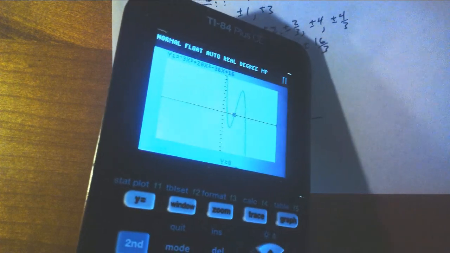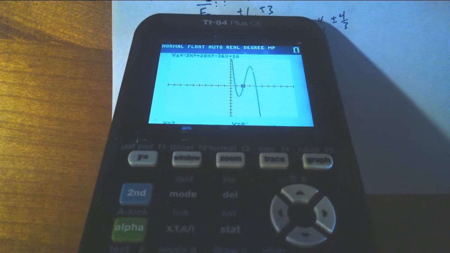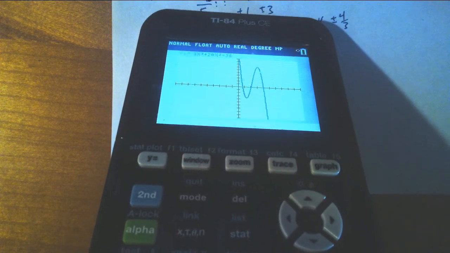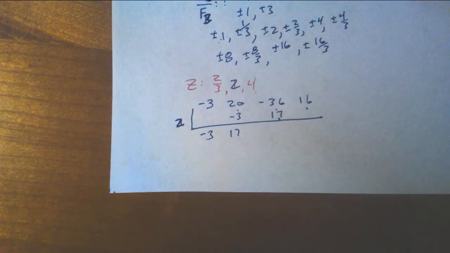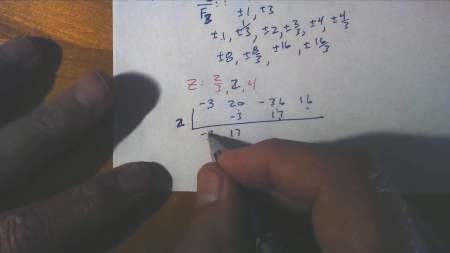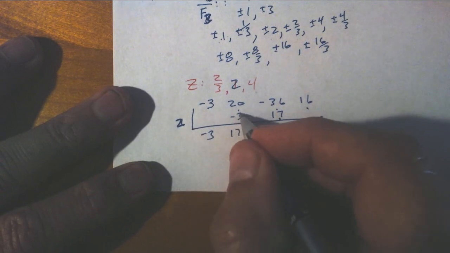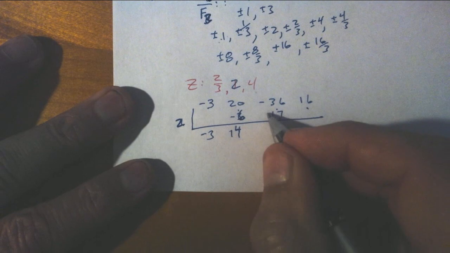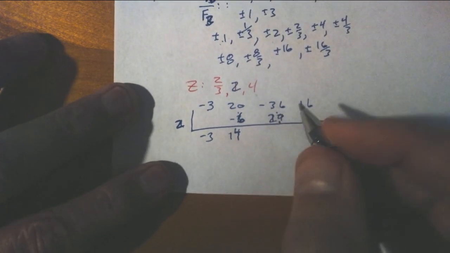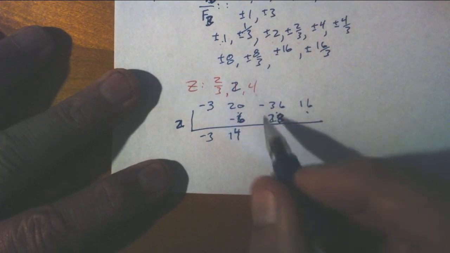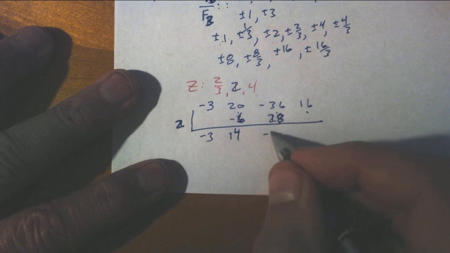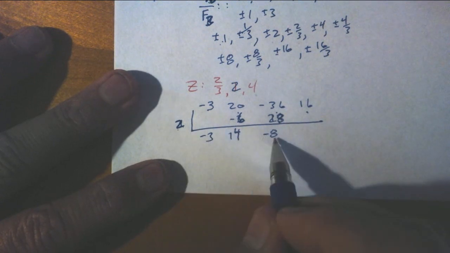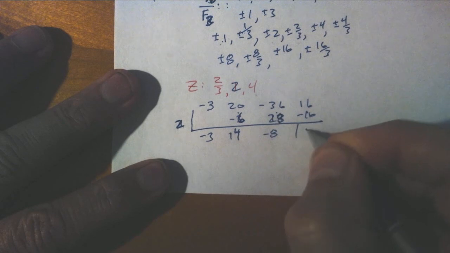Don't know if you could see that or not, but 1 is most definitely not a 0. Okay, my fault. -3. 2 times -3, that's -6. Now I get 14 times 2, 28. -36 and 28 is -8 times -2 is -16, and I got my 0.